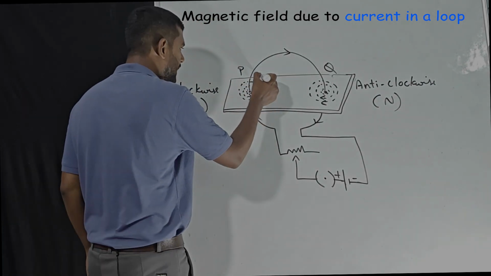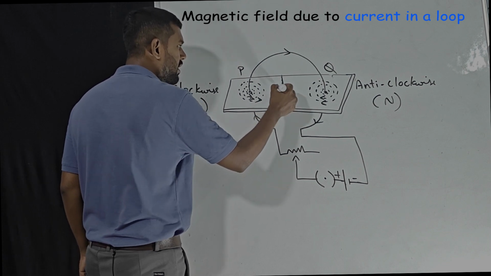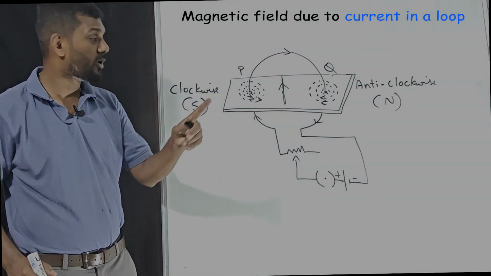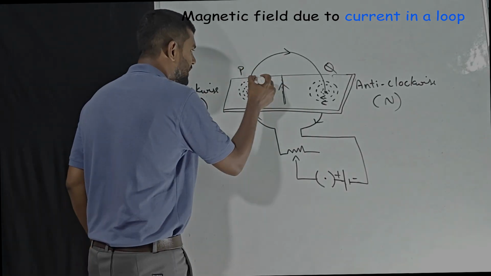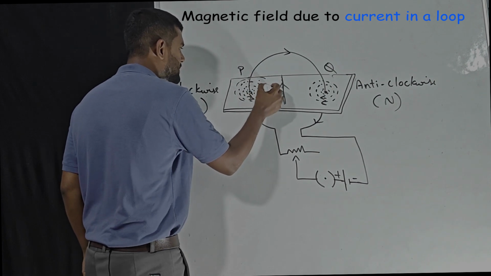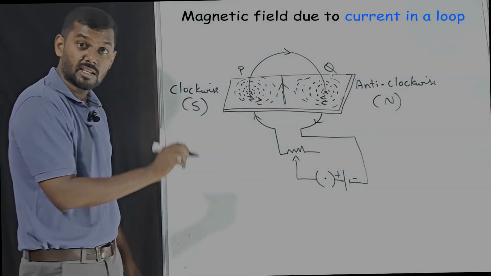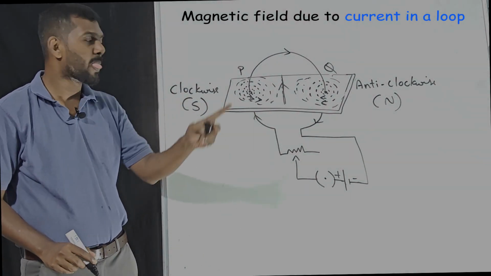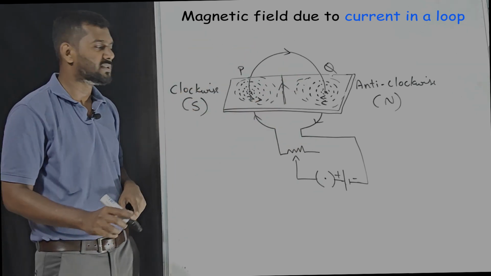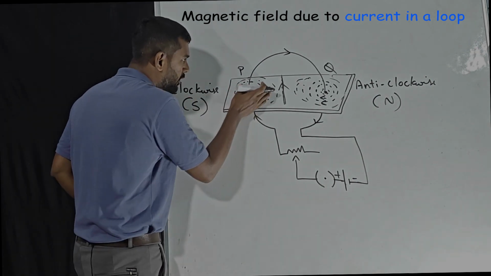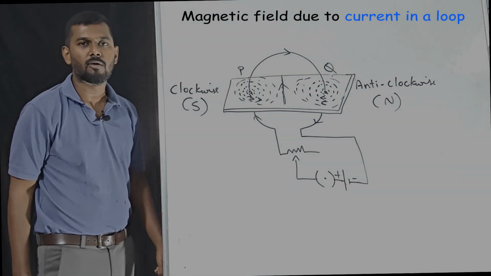Exactly at the center, the direction of magnetic field lines will be like this. So exactly at the center, the field lines will be parallel to each other. If you keep on increasing, exactly at the center also we have some magnetic field lines, and they are parallel to each other. Here it is going upward, here also it is going upward, that's why these field lines are also going in the upward direction.